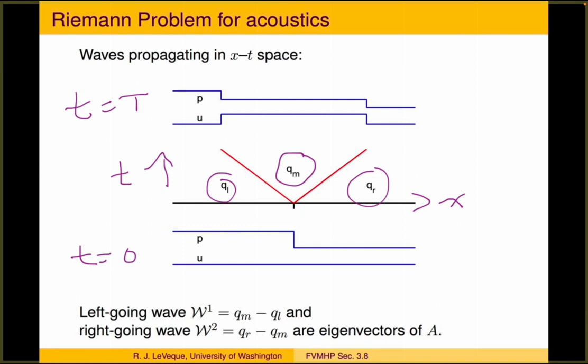And again, I'll use these script W1 and W2 to represent the jump in Q across each of the waves. So W1 is the jump in Q across this one wave, the one going to the left here. And so it's the jump between QM and QL. And then W2 would be the jump in Q across this right-going wave. So it's QR minus QM.